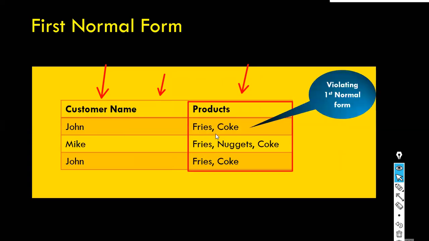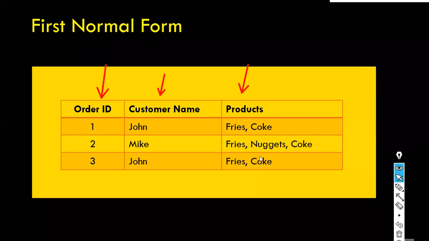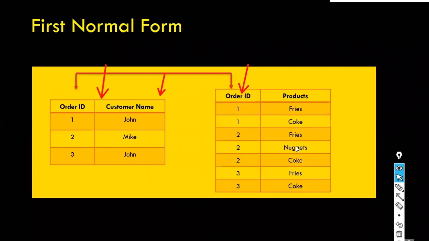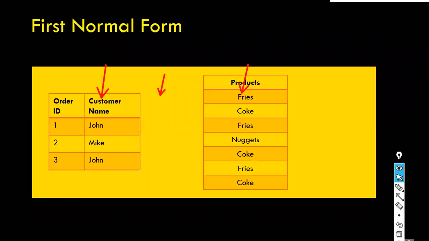But still, there is another problem. Each cell should have only one value, but here we have more than one value. So for that purpose, we split or divided this table into multiple tables, in this case two tables. Here I stored each product separately. Now it is sort of satisfying first normal form because the product column has a single value in it.